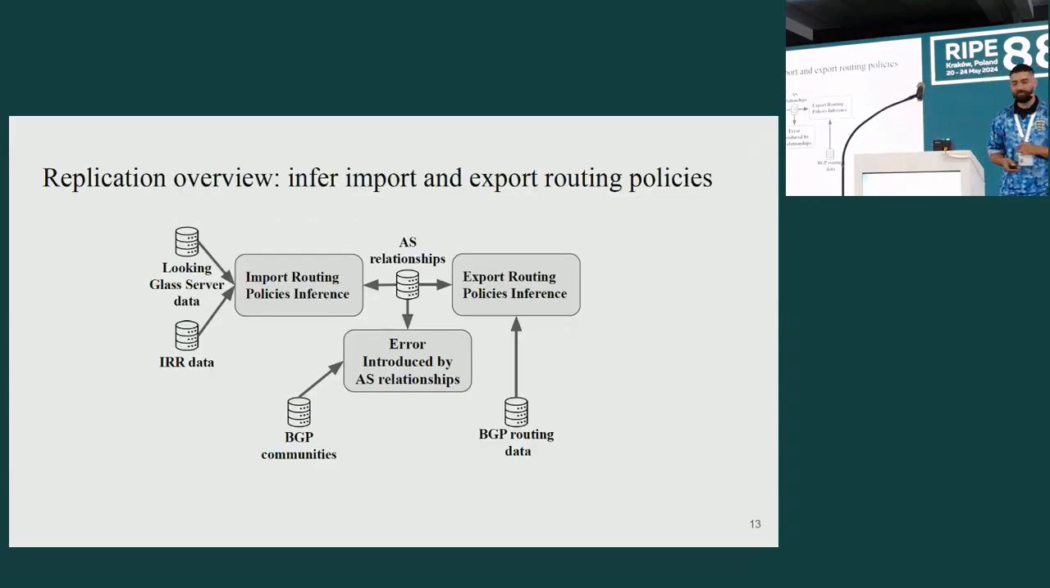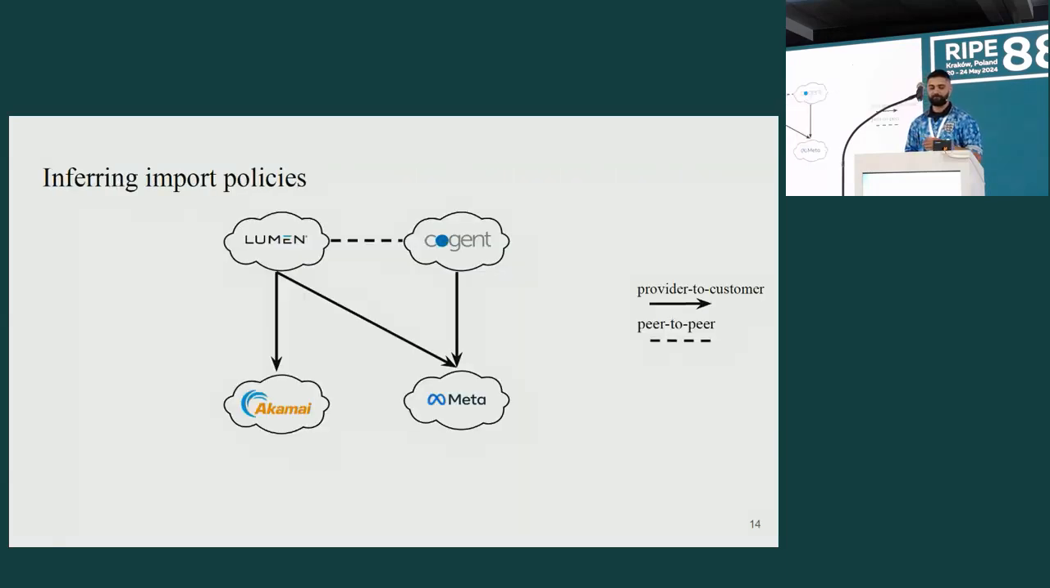This is a replication study, so we follow the exact same methodology which they followed in the IMC 2003 paper. I'm not going to stay a lot here; I'll dive into details later in the presentation. But what we try to do is a two-phase study: infer the import routing policies of autonomous systems on the one hand, and infer the export routing policies of autonomous systems on the other hand.